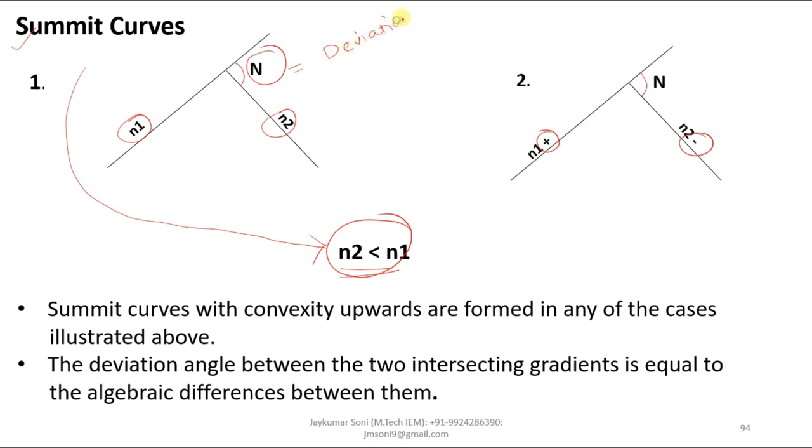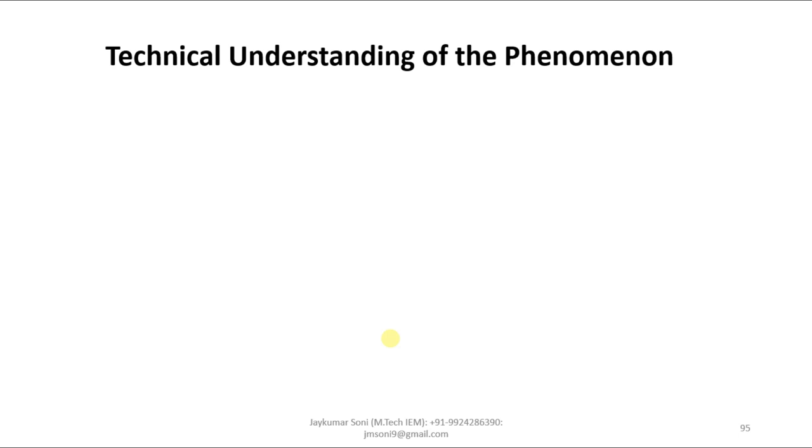The summit curves with convexity upwards are formed in any of the cases as I have illustrated above, case 1 and case 2. The deviation angle, which is the N between two intersecting gradients, is equal to the algebraic difference between them. So this is how the N can be calculated. Now let us learn the technical understanding of the phenomenon.